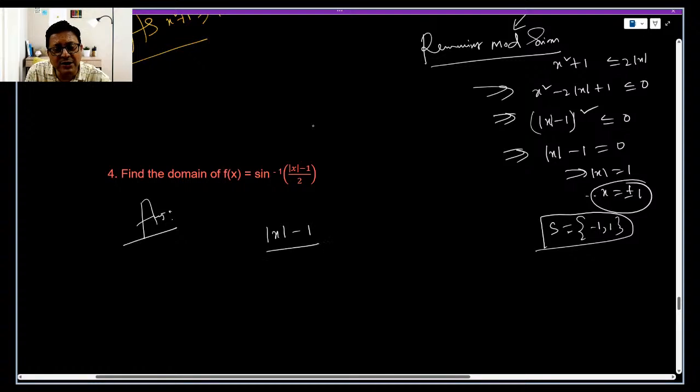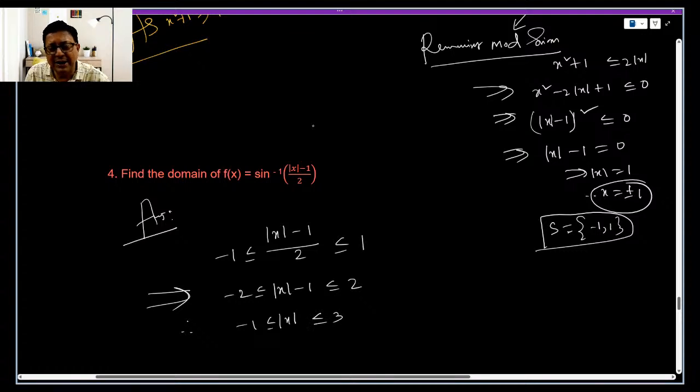Mod x minus 1 by 2, greater than or equal to minus 1 and less than or equal to 1. This implies mod x minus 1 is greater than or equal to minus 2 and less than or equal to 2. So mod x is greater than or equal to minus 1 and less than or equal to 3. Mod x is always greater than minus 1, we don't have to think about it. But mod x less than or equal to 3, you have to get the solution from there.